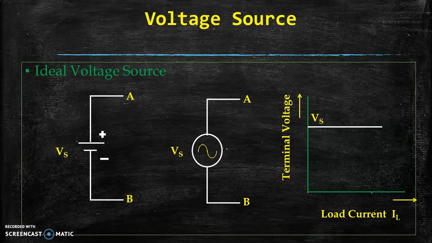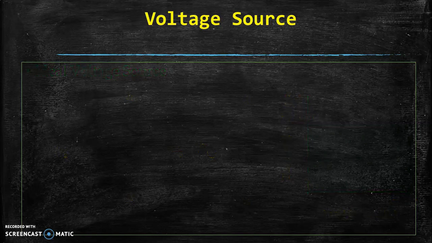But ideal voltage source is only a theoretical concept. There is no such ideal voltage source. We always have a practical voltage source. The meaning is, we always have some resistance, or impedance in case of AC voltage source, existing in series with the source. So now let us see practical voltage source.